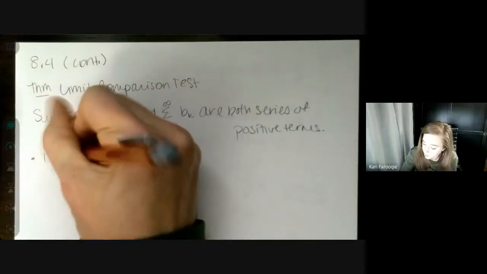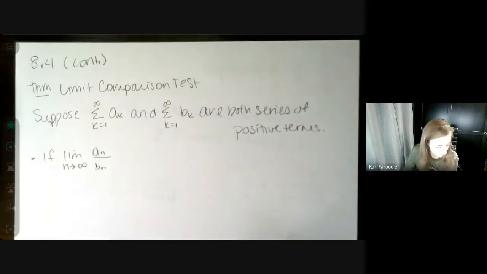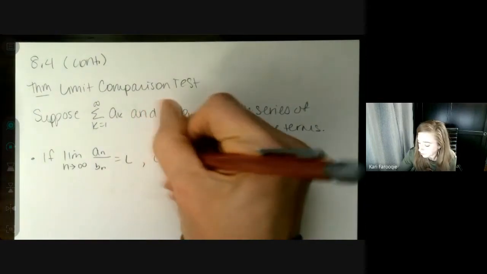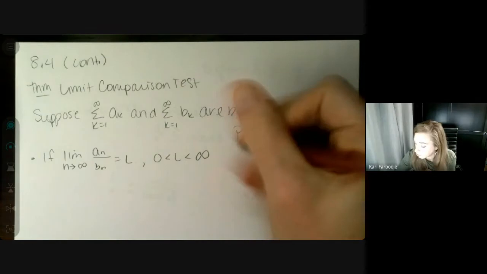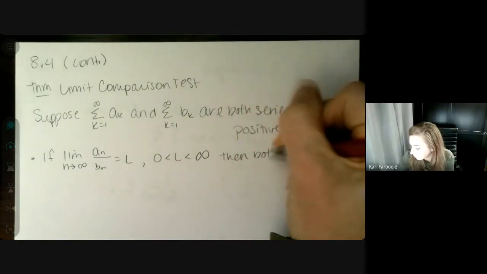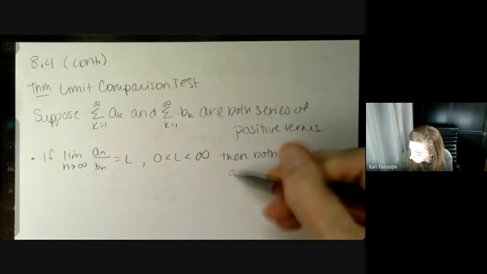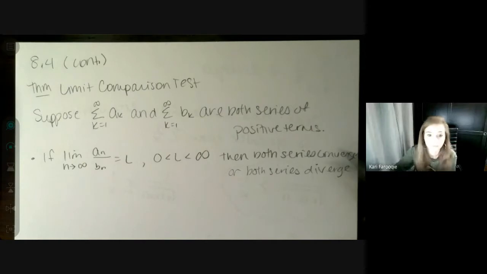If the limit as n approaches infinity of a sub n over b sub n is equal to some number L. Now, it's important that we note L is some positive finite value, L is some number between 0 and infinity, then both series converge or both series diverge. So whatever one series does, the other one also does.